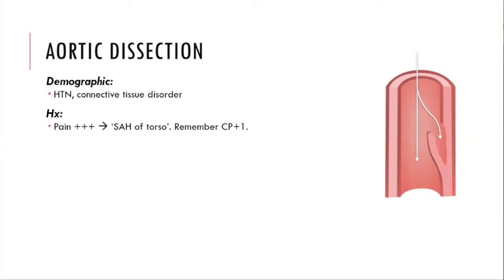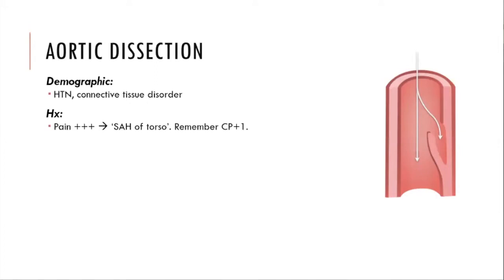It might stop. If the dissection has stopped progressing, or if there's relief of pressure of the aortic wall because there's some spontaneous re-entry of blood back into the true lumen rather than the dissected lumen, then the pain might stop. That doesn't mean it can't be an aortic dissection, right? And the other thing I've written is, remember chest pain, CP+1. That's another rule which you can Google, and I've written in my notes as well.